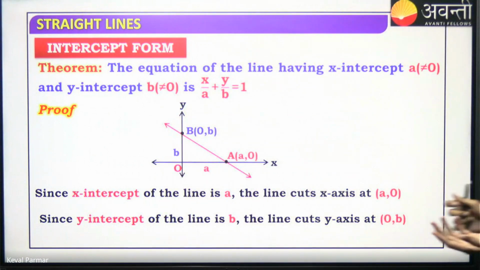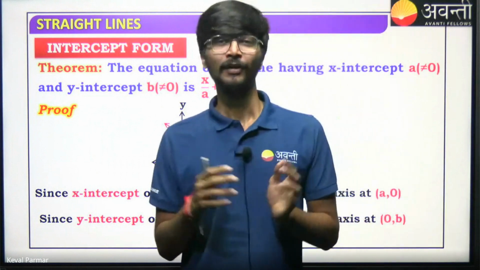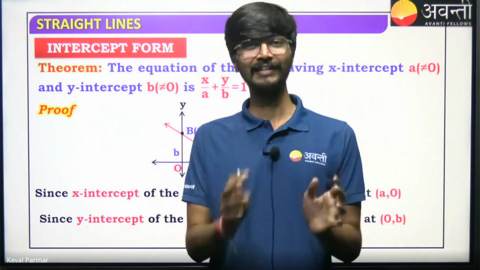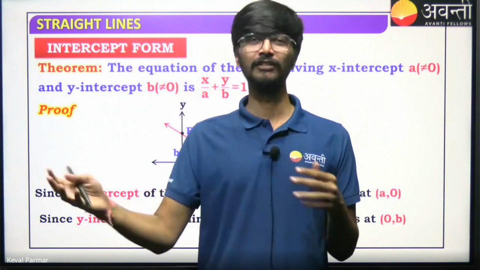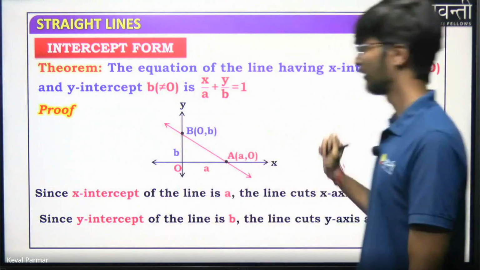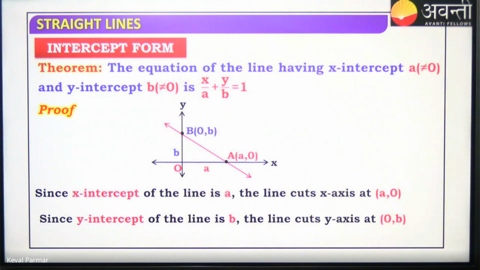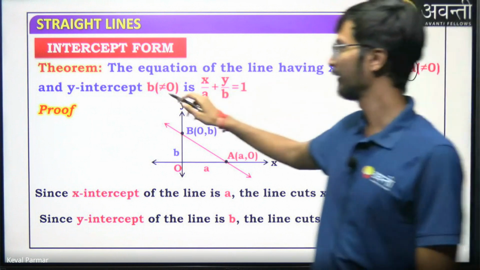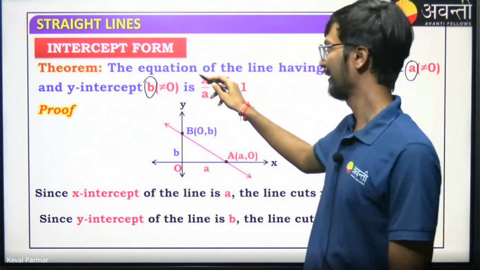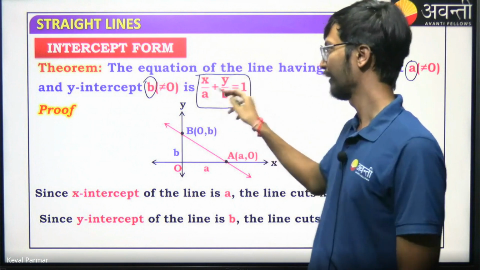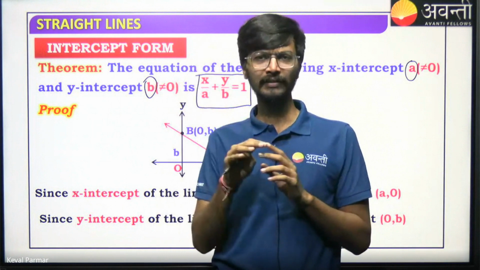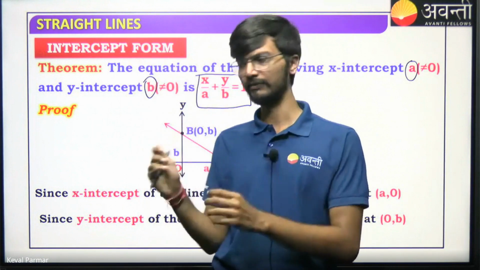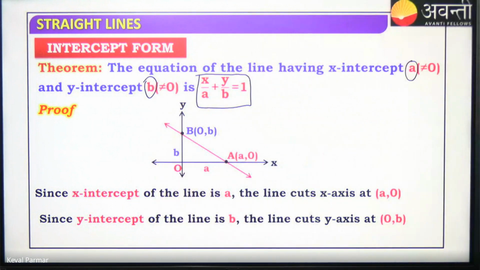The proof is same, it is not exactly new for you. I said every form of line, to get every form of line, we'll use the slope point form. We can get every other form of line by using slope point. So here it says that if the x-intercept is a and y-intercept is b, then equation of line can be given by x upon a plus y upon b equals to 1. Or I would like to remember it as x upon x intercept plus y upon y intercept is equals to 1. So how do we get this?